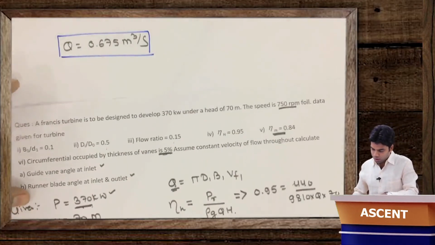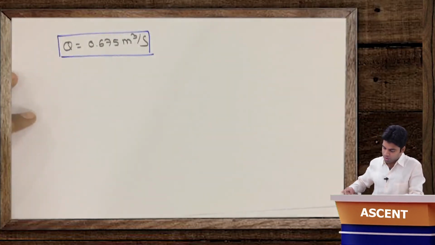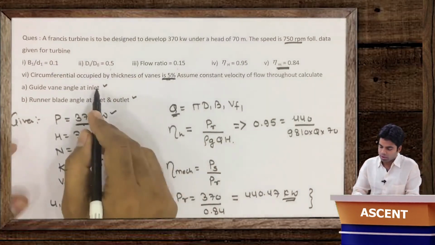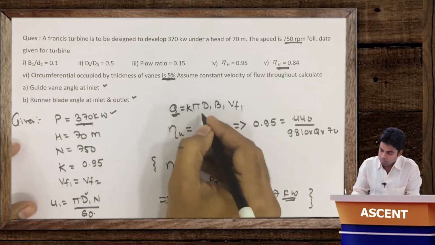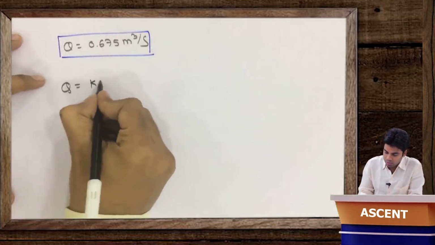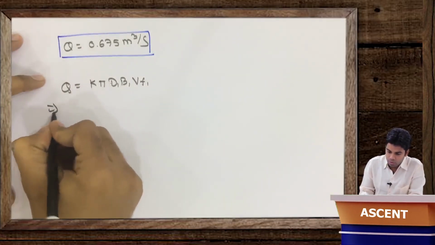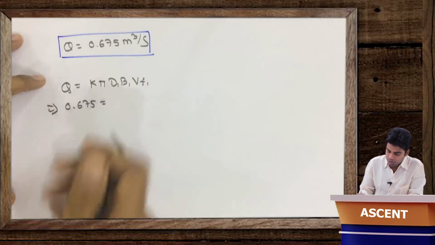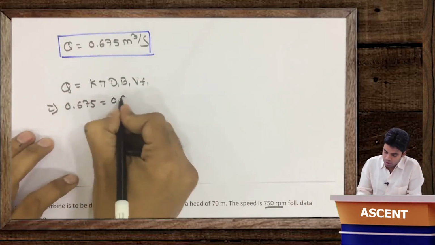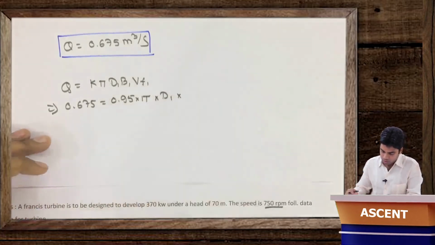Getting this? Why were we finding this? In order to have the value of d1. So just put the value of Q here. Now we are accounting for thickness also. Thickness is also taken into account. So this Q will be equal to k into pi d1 b1 vf1, as I have already told you. Now just put the value. Q is 0.675. The value of k is given as 0.95, into pi into d1 into b1.